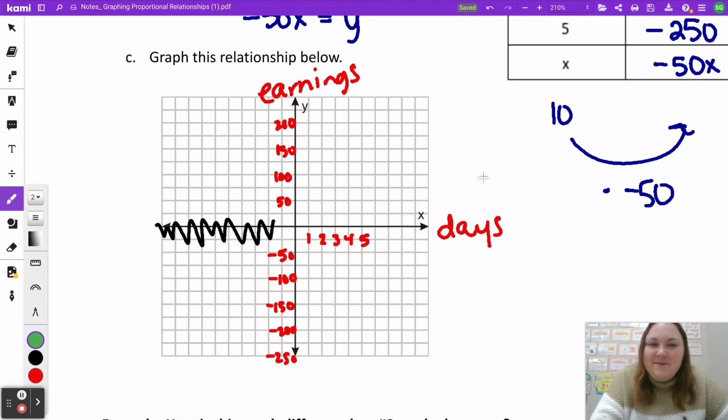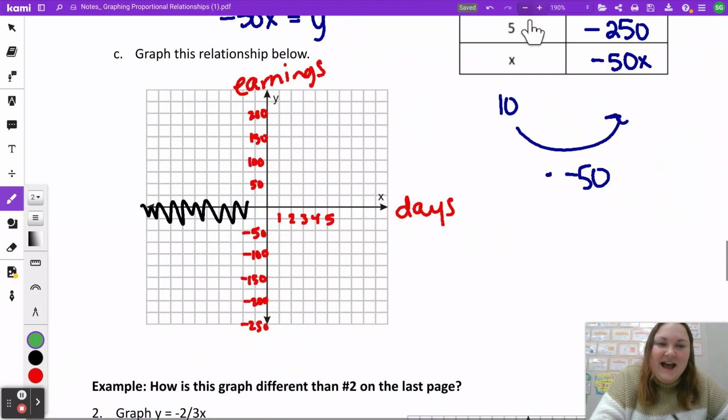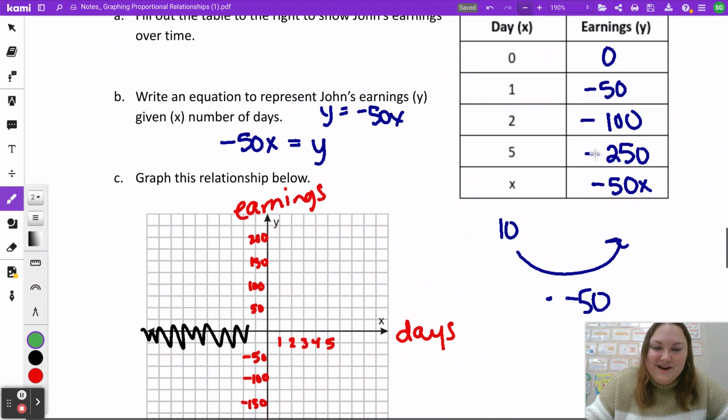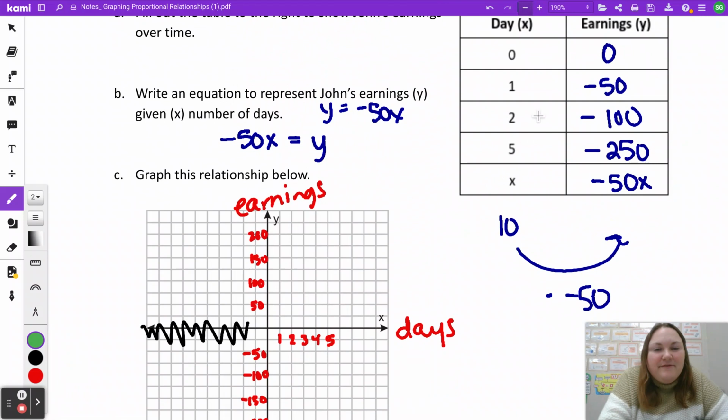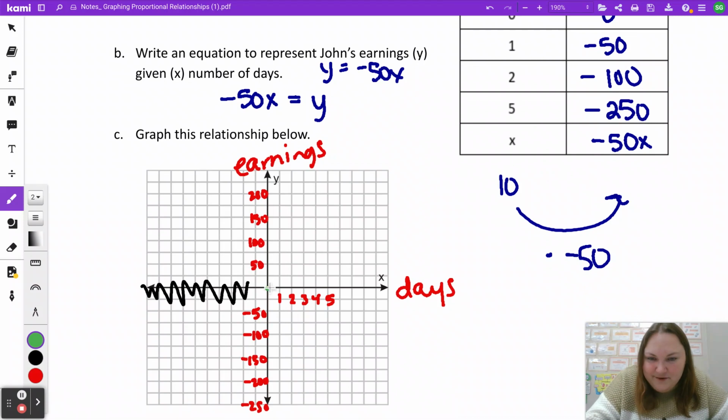And then the last part, in order to graph this, I've got this wonderful table we've created. We can use that to help us graph. So for example, day 0, 0 earnings, that's going to be that point right there at 0 or on your origin. And then I see day 1 earnings is negative 50. So I'm going to go over to day 1. And since I need negative 50, I'm going to go down to 50 right there.